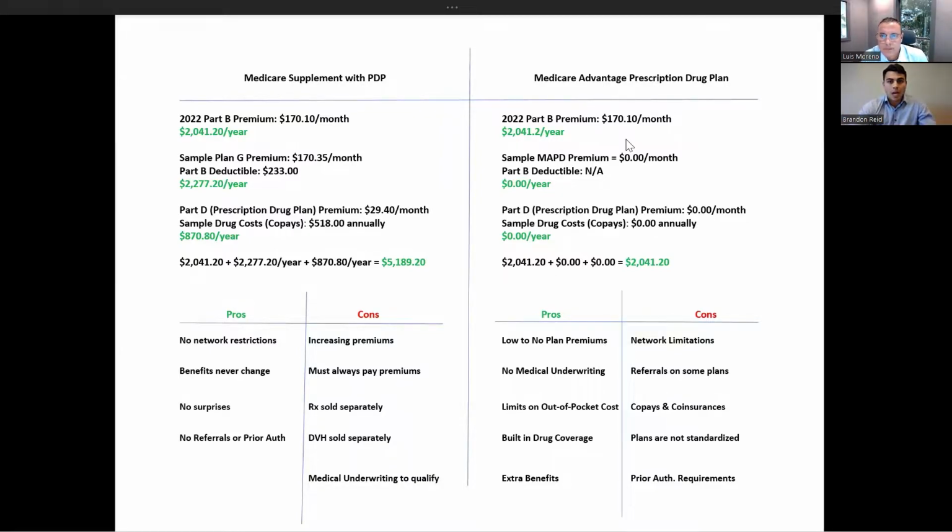Then we move over to the right-hand side of the screen where we still have our Part B premium. However, we've now helped this individual. In this case, it was an AARP Plan 2 PPO for a $0 premium each month, no deductible on most Medicare Advantage plans on the medical or hospital side, and no costs out of pocket as far as premiums go. So there, we're already saving $2,277.20 per year. What we were then able to do was help bring Pat down to a $0 copay on his drug plan, right?